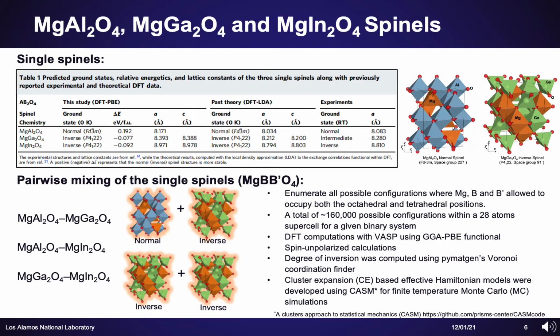To address this question, we start looking at a set of prototypical spinel compounds, namely magnesium aluminate, magnesium gallate, and magnesium indate spinels. As we go from aluminum to gallium to indium, the thermodynamic tendency to adopt the inverse configuration is known to increase systematically. At the room temperature, magnesium aluminate is a normal spinel, magnesium indate is an inverse spinel, and magnesium gallate is a mixed spinel exhibiting an intermediate degree of inversion.